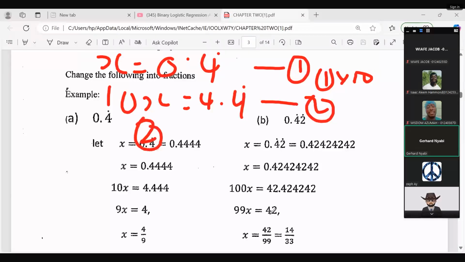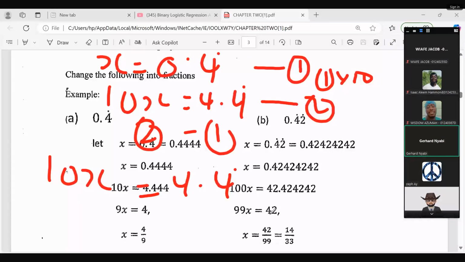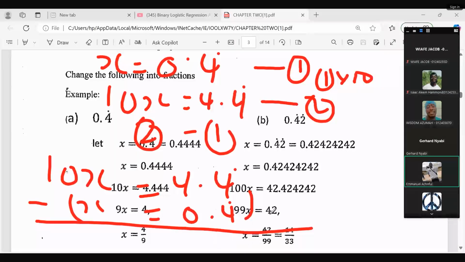So equation 2 minus equation 1, what will you have? It means that you have 10x, which is equal to 4.4 recurring, minus x, which is also equal to 0.4 recurring. Do you agree? So 4 recurring minus 4 recurring will give you 0, right? 4 minus 0 will give you 4. 10x minus 1x will give you 9x. All right. So it means that you have 9x equal to 4.